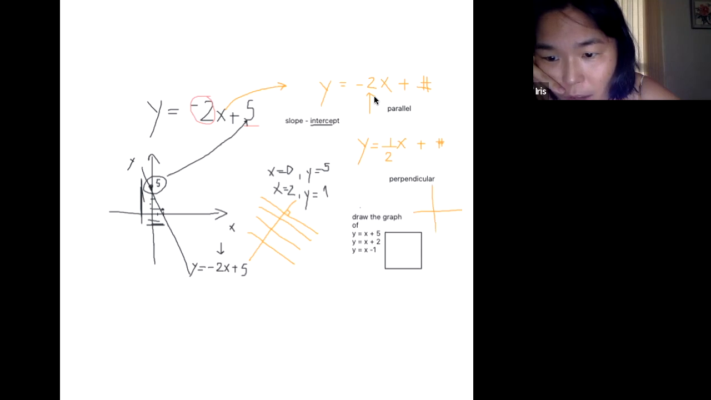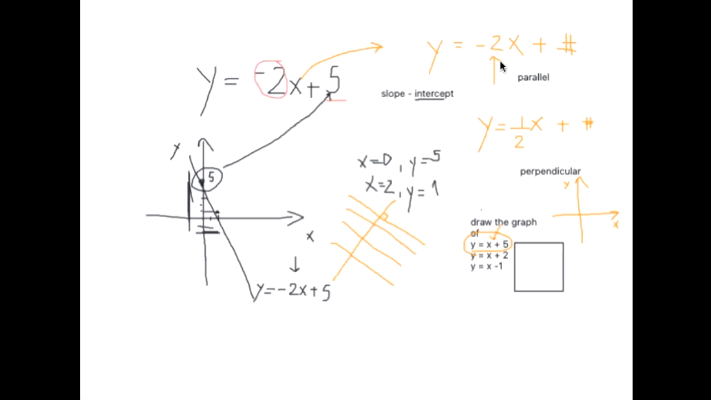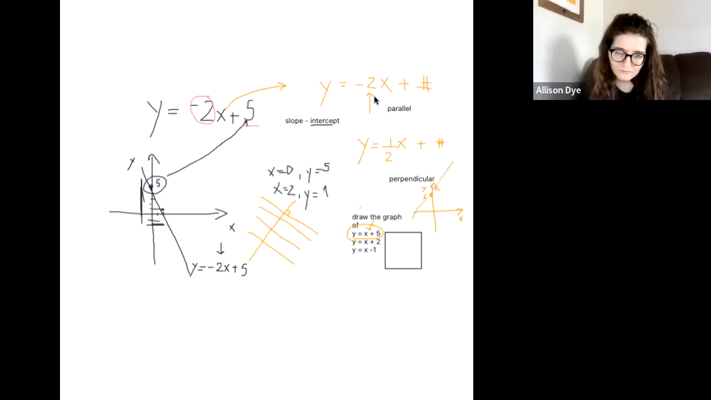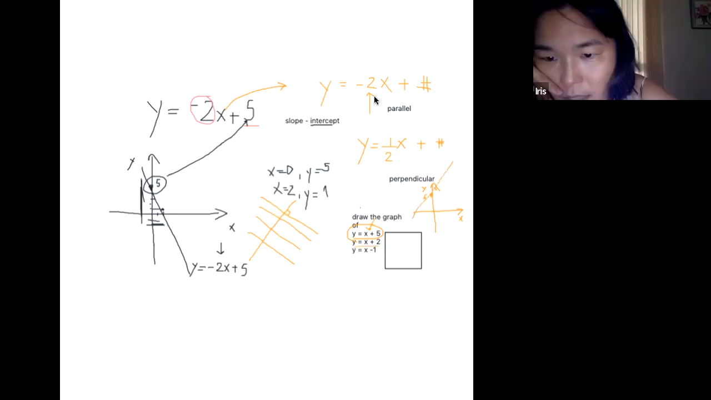We usually have a square paper and then we do x and then y like this, right? And then if we want to plot y equals x plus 5, we start plugging in numbers for x and calculating y. So when x is 0, y is going to be 5. And when x is 1, y is equal to 6, right? So it's going to be here. So this line is going to be like this. And then I draw the other one and see what happens.